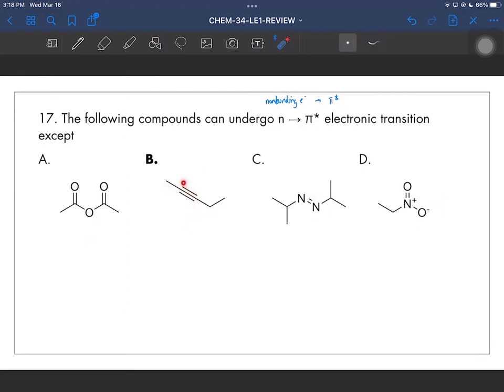So we must have a lone pair and a pi bond for an n to pi star electronic transition to happen. So since all the carbons here do not have a lone pair, therefore we cannot have an n to pi star electronic transition sa letter B.